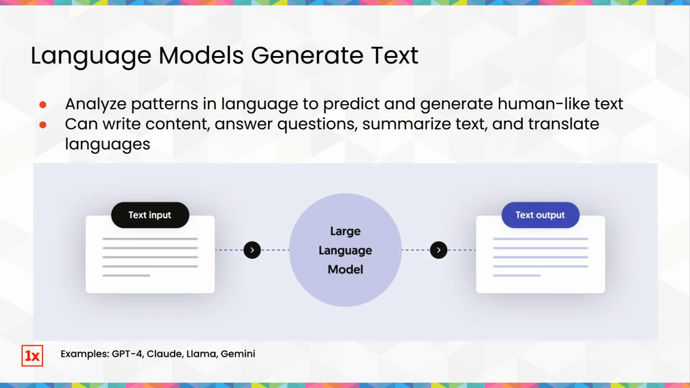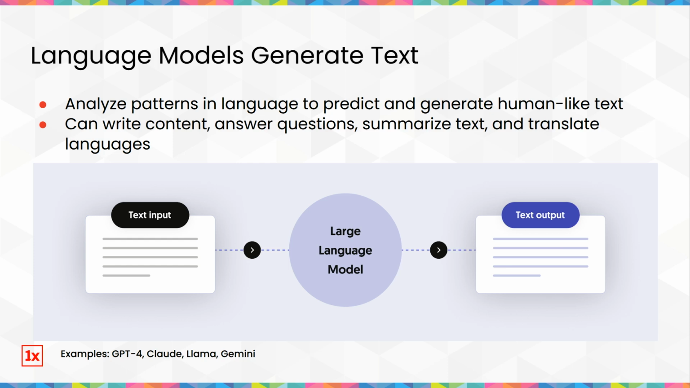It just analyzes the patterns of your question, and uses the patterns that it has learned, and just predicts the next word in a sentence. And using that, you can have it answer questions, summarize text, and so forth. But it's text input, large language model, text output.